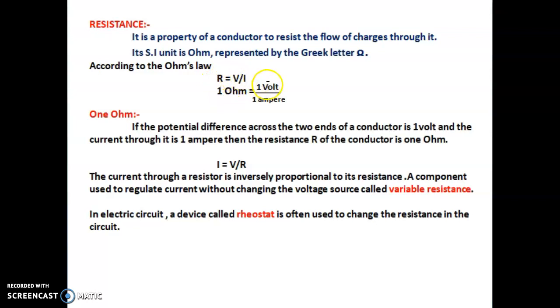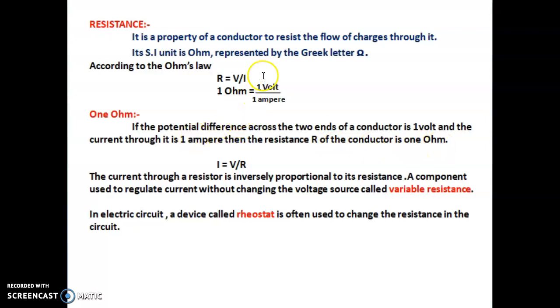Resistance, its unit is ohm. Potential difference, the unit is volt. Current, its unit is ampere. So the definition for 1 ohm: if the potential difference across the two ends of the conductor is 1 volt and the current through it is 1 ampere, then the resistance R of the conductor is 1 ohm.